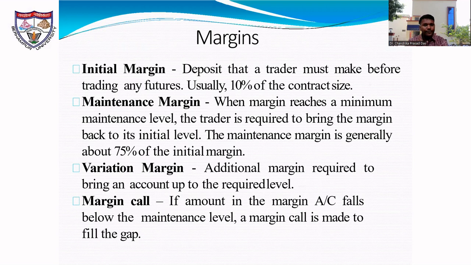parties have to deposit up to the initial level. It means earlier the initial level is 500. So now the maintenance margin is 375, but now the margin balance is 350. So we have to deposit up to 500. It means 500 minus 350. So that is known as variation margin.